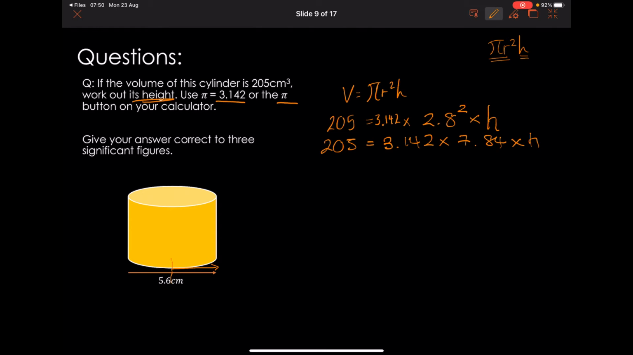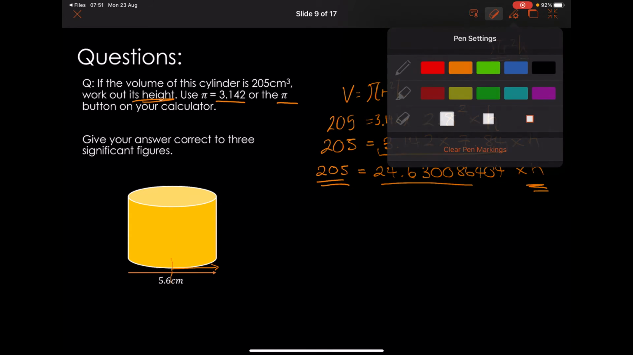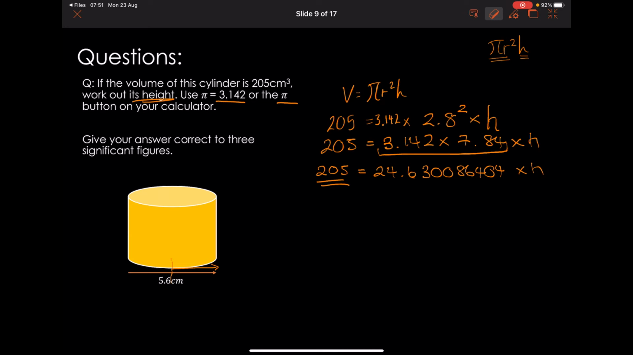So now all I need to do is, I could even cancel it down even further, and I could do this here. So I can actually times that by pi, leaving me with 205 equals 24.6300866404 times by h. So all I've got to do now is 24 times something gives me 205. That's what that means.